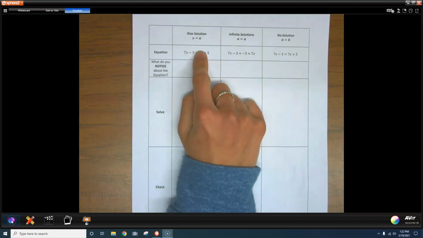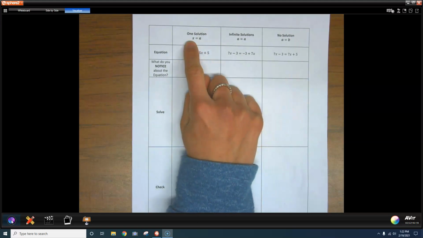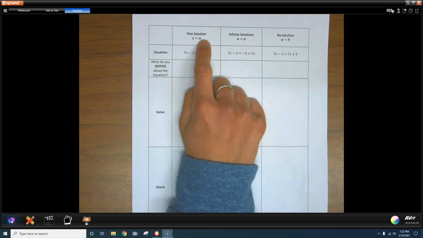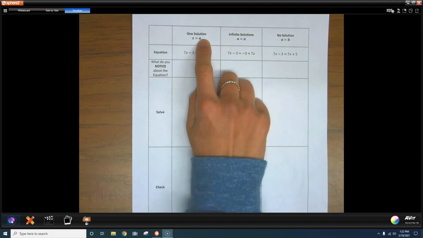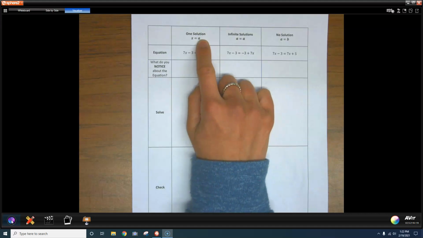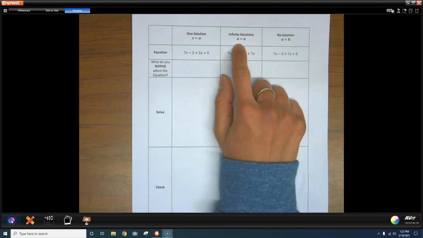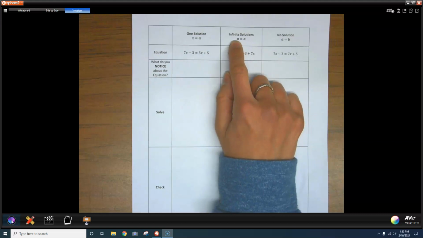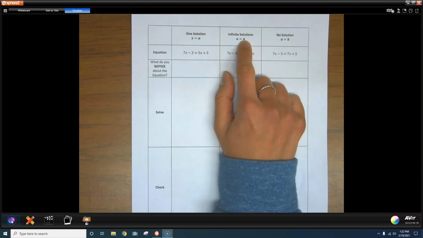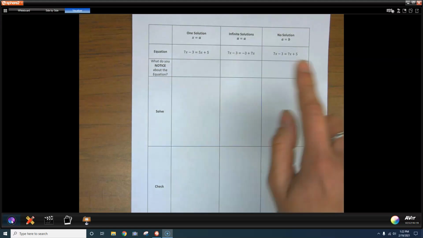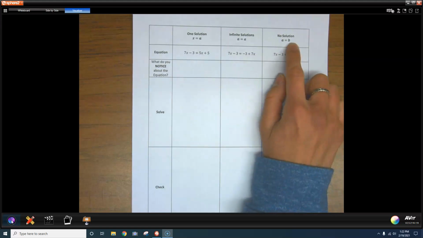When you have one solution, you're actually left with a variable, and that variable equals a number. The number could be positive, negative, or zero. It could be a fraction, it could be a decimal. Infinite solution, as you can see, there's no x variable left, but you have two numbers, and those two numbers will be equal to each other. And then no solution, again, there's no x variable left, and there are two numbers, but the two numbers are different. That's what it means by A equals B.